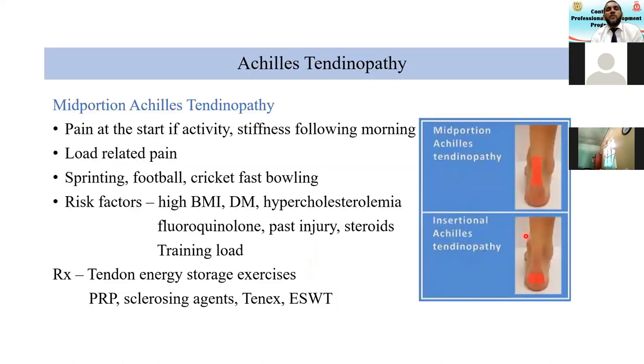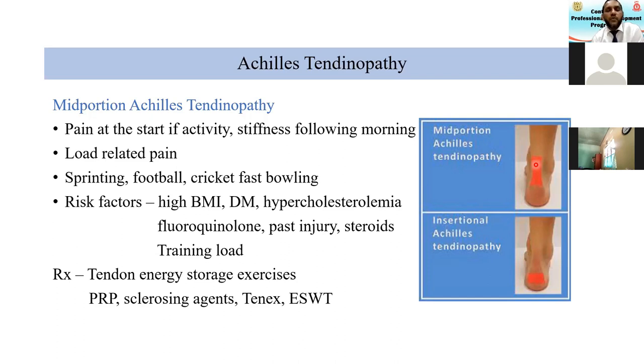Moving on to Achilles tendinopathy, the commonest condition in the Achilles is mid-portion Achilles tendinopathy, whereas the insertional type of tendinopathy is more of an inflammatory type with bursa inflammation. Mid-portion Achilles tendinopathy is mostly seen in athletes, sprinters and marathon runners. They usually present with pain that starts with the activity, but they will have more stiffness the next day morning. Pain increases with load, and sprinting, football and cricket fast bowling are the common sports.